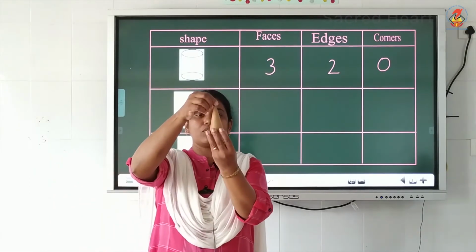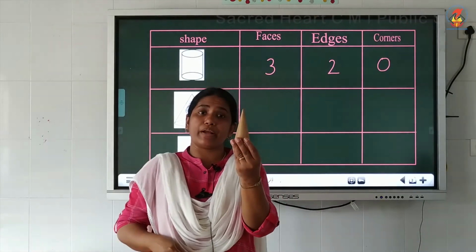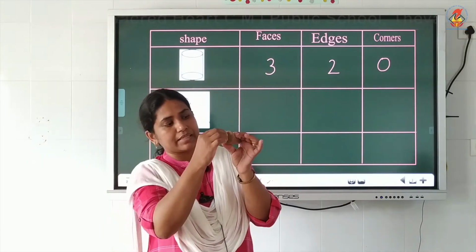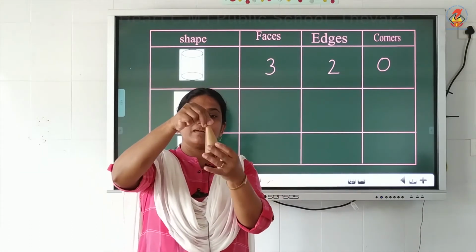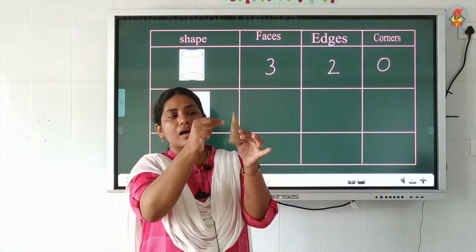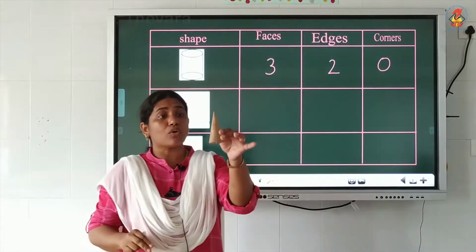Cone. You can see one cone here. Okay. So how many faces are there for a cone, children? Here there is a face, is it? One circular face here, and here this is the second face, this curved face. Okay. So there are 1, 2 faces for a cone.